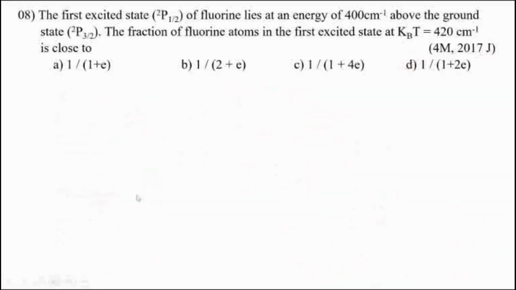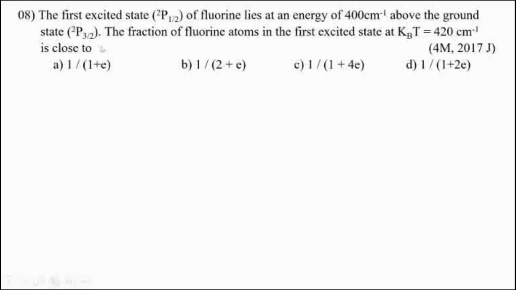Okay, see this question. The first excited state doublet P 1/2 of fluorine lies at an energy 400 centimeter inverse above the ground state. Ground state is doublet P 3/2, and doublet P 1/2 is the excited state. The gap between these two is 400 centimeter inverse. The question is: the fraction of fluorine atoms in the first excited state at kBT equal to 420 centimeter inverse is close to.